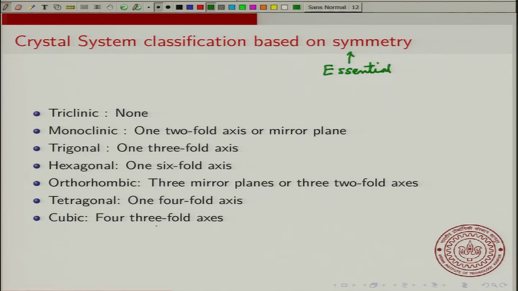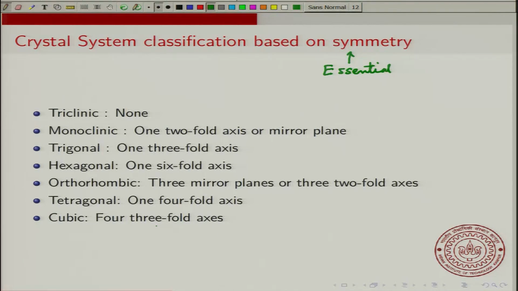And now what we will do is look at these symmetries in the context of what we have seen before, which is the shapes of the unit cells. What we want to see is the unit cell of the crystal, and its shape in terms of these symmetries.